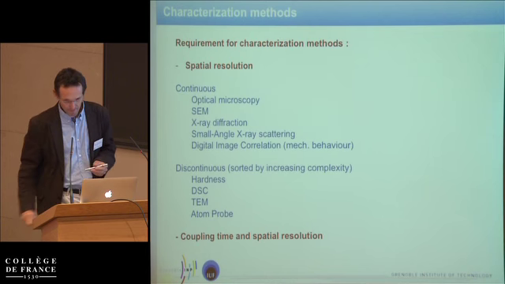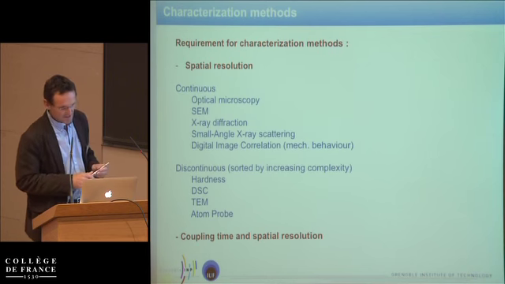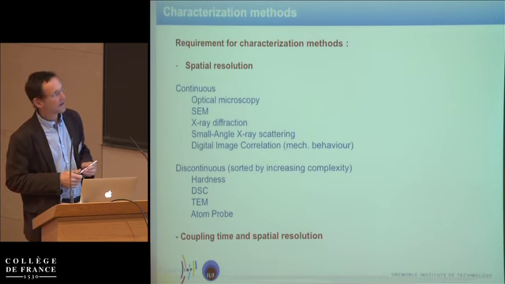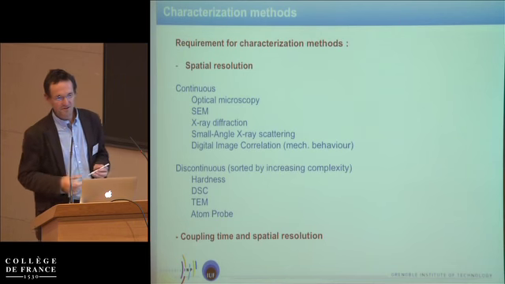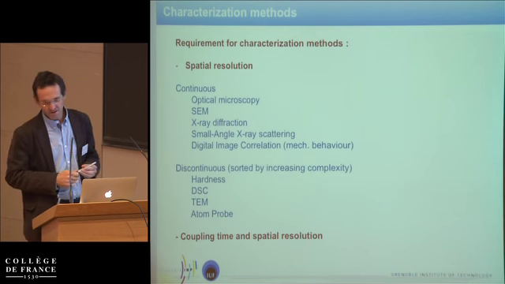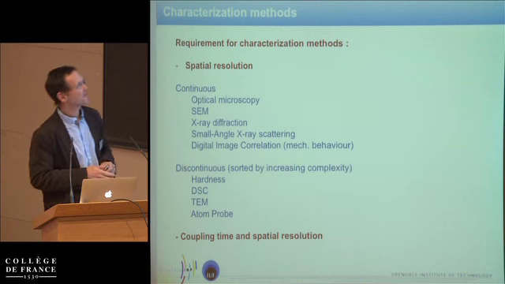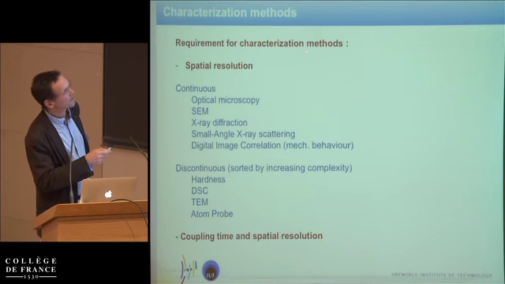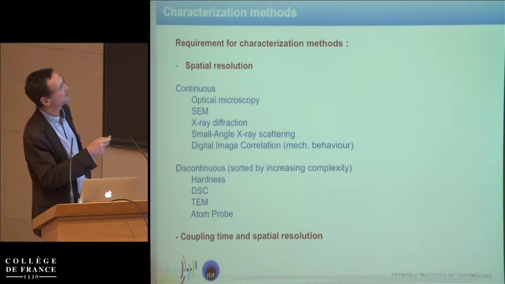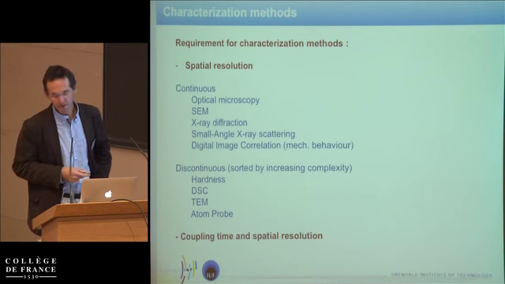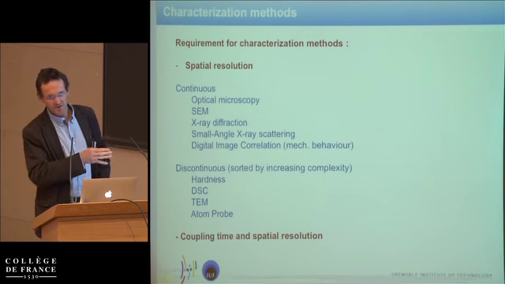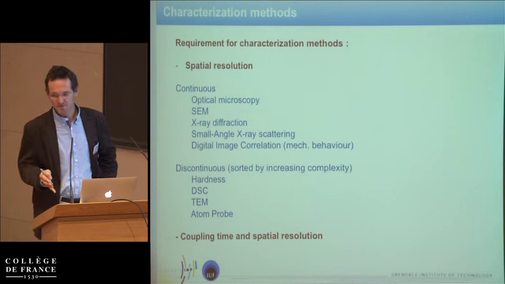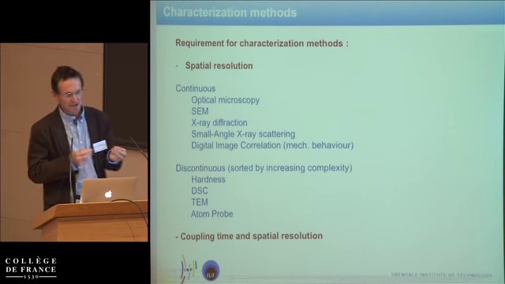So now, as I said, it's not enough to make a good diffusion couple to go to alloy design using continuous chemistry gradients. You need corresponding characterization methods. And first, what you need for a characterization method is to be spatially resolved. If it's not spatially resolved, forget it. You're not going to be able to map the microstructure as a function of composition on your gradient. So of course there is a matching of scales here.